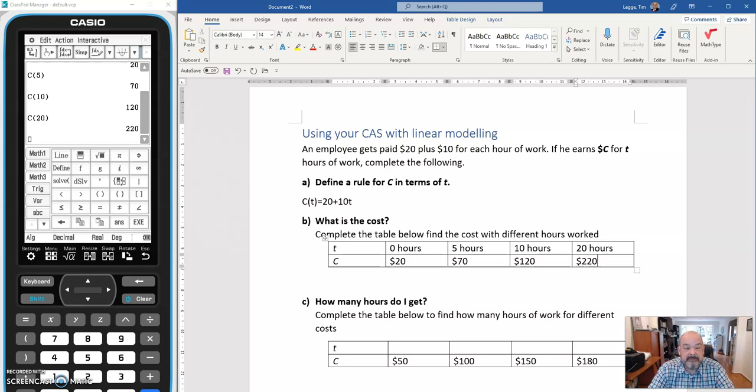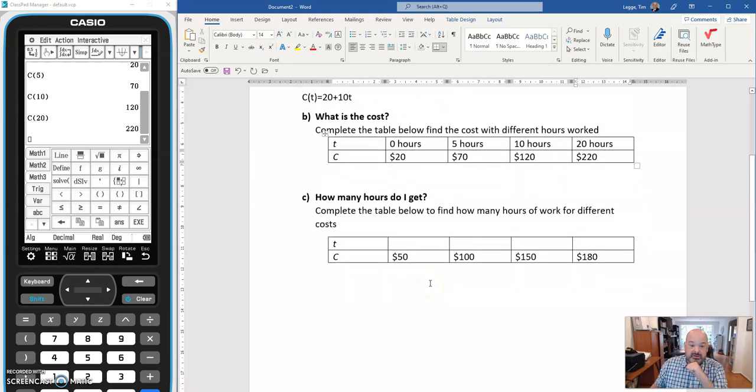So you just saved yourself a whole lot of algebra completing that table just by using a function that you've defined. Now, let's combine our solve function that we already know how to use and the new function that we've defined. In the next table, we've got to answer this question: how many hours? Complete the table below to find out how many hours of work for different costs. If the cost was 50, how many hours did he work? If he earned 100, how many hours? If the amount he earned was 150, how many hours?